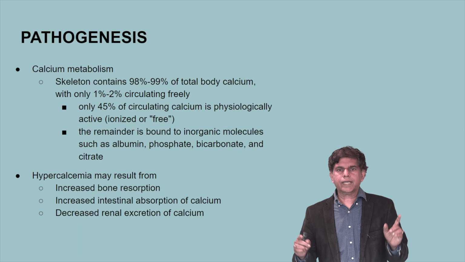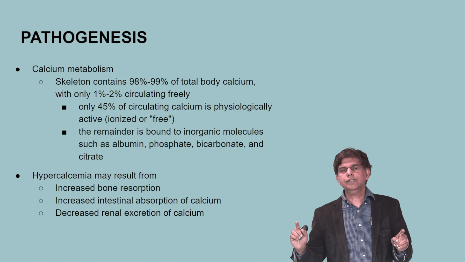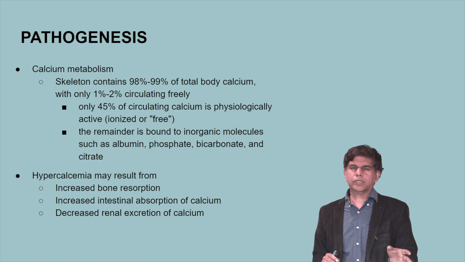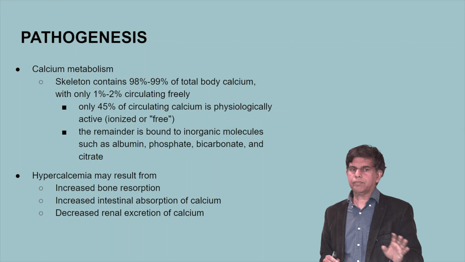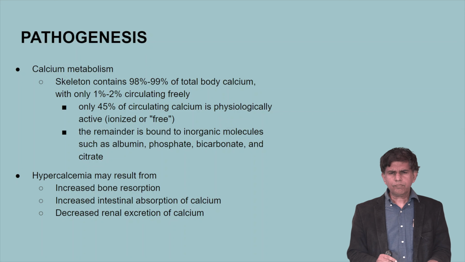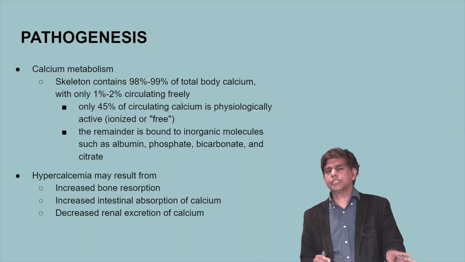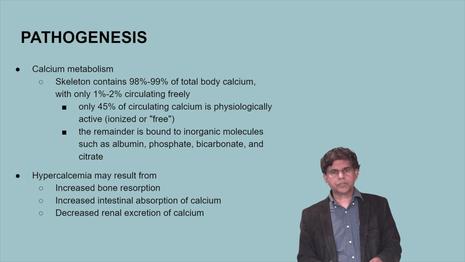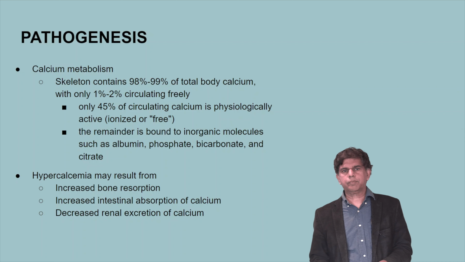Only 45% of the calcium is physiologically active, or ionized, or free. The remainder is bound to inorganic molecules, especially albumin, phosphate, bicarbonate, citrate. Now, hypercalcemia may result from increased bone resorption, increased intestinal absorption of calcium, and decreased renal excretion of calcium. All of this could contribute to hypercalcemia.